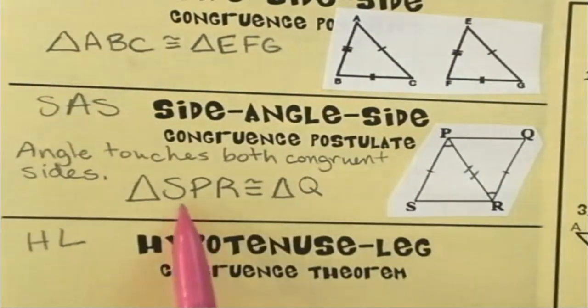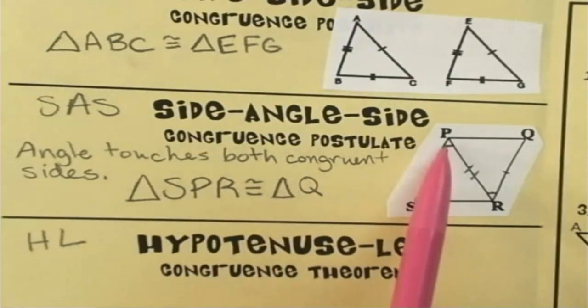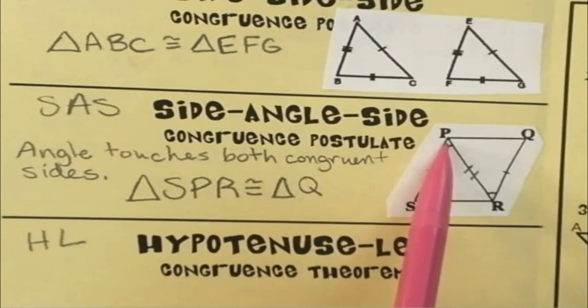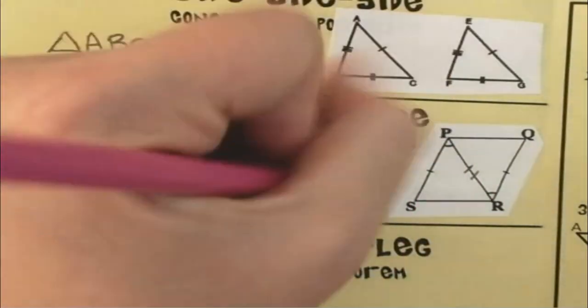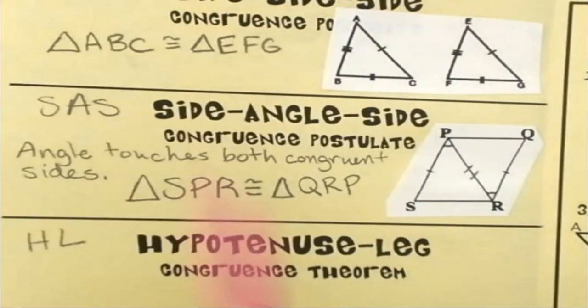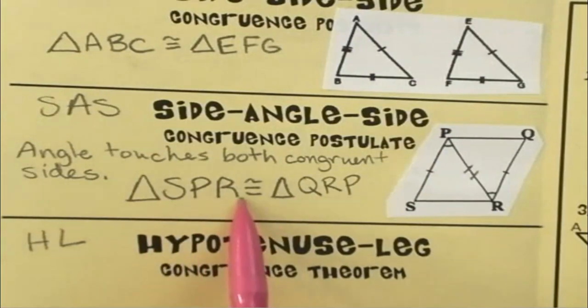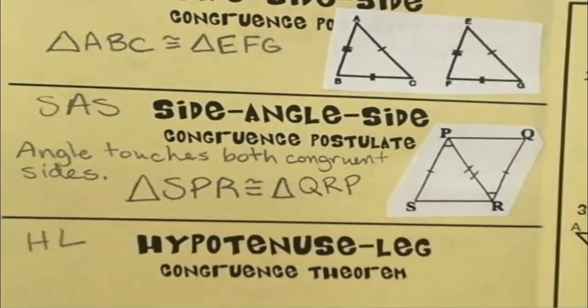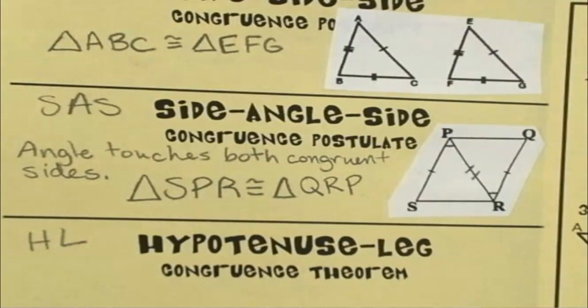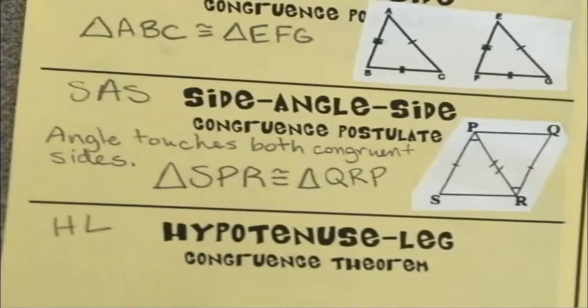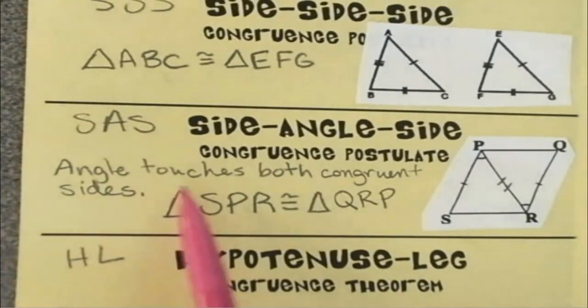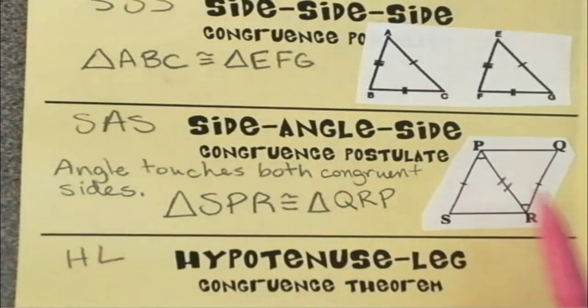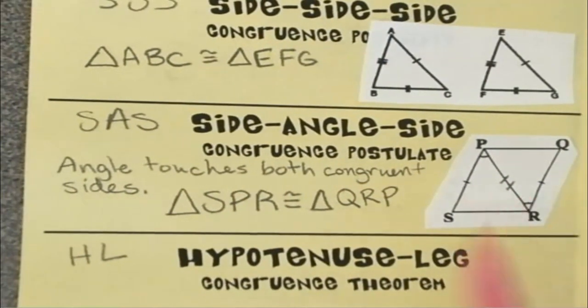And then a lot of times people want to say SPR and then QPR, but they would be wrong. Because notice P on the triangle on the left is the same as R on the triangle on the right. So it's actually SPR and then QRP. So they're flipped. All right. So this is important. The angle has to touch both of the congruent sides. So here's my angle. It touches both sides. Y'all see that?